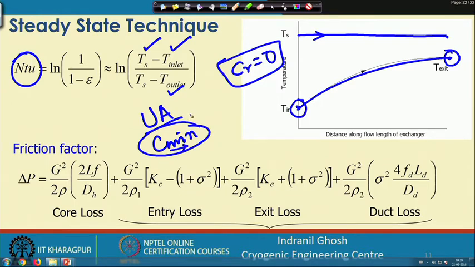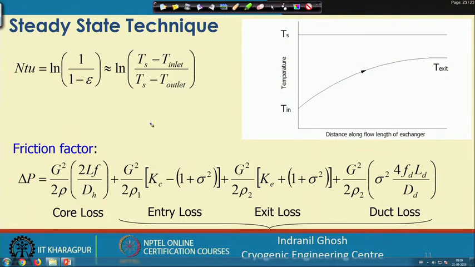So, this C min is known, and the NTU we have already calculated from the measured values of the inlet and exit temperature and the saturated steam temperature. So, we can understand that we have the knowledge of UA.